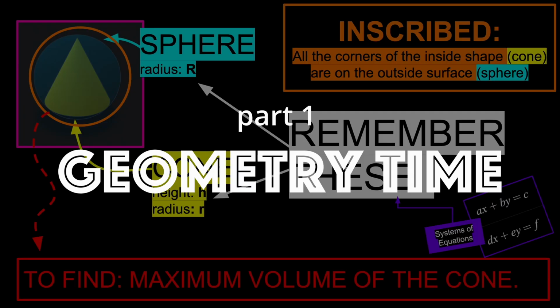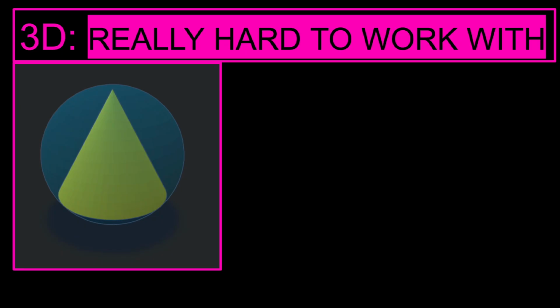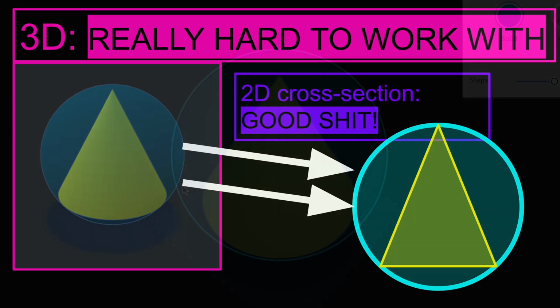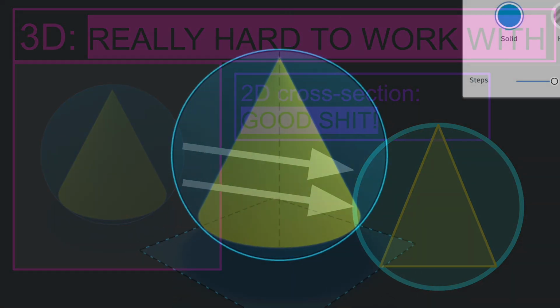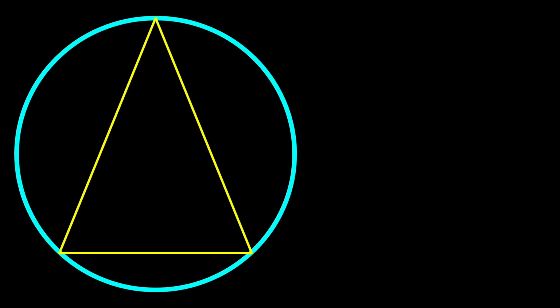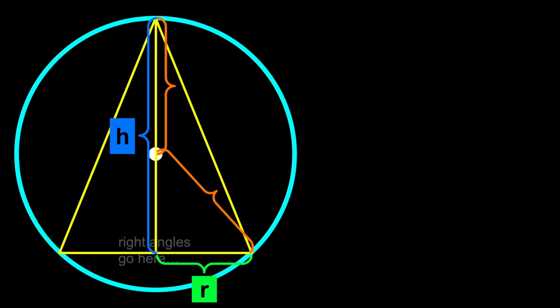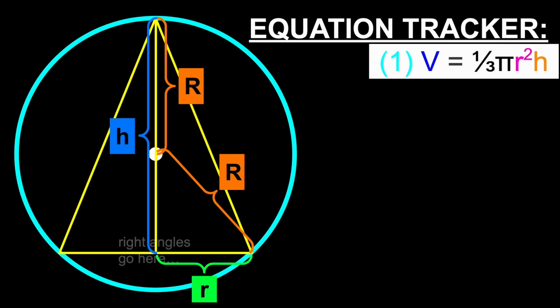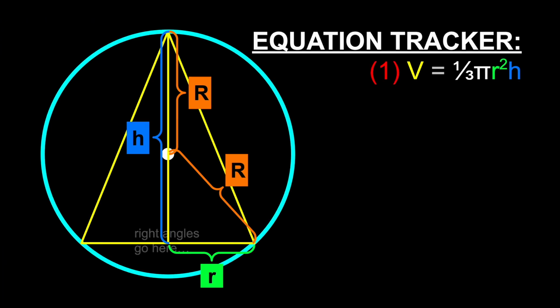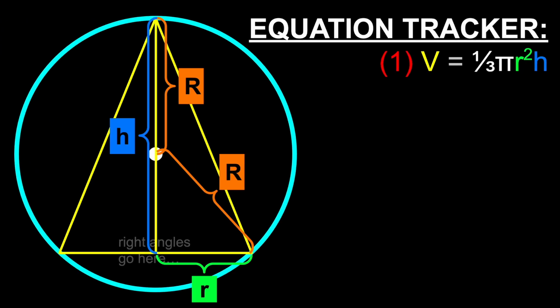Alright, geometry time. Now drawing stuff in 3D is really hard, so we're just going to look at a cross section, because these are solids of revolution, so all the numbers are the same no matter how you slice them through the center. Let's slice through that center and cut the triangle in half so that we get two right triangles. These are easier to work with. This length is h, this one is r, and these lengths from the center to the sphere are R. We now have the volume formula for the cone, which is what we're trying to figure out ultimately, and now we're stuck because we have three variables and only one equation.